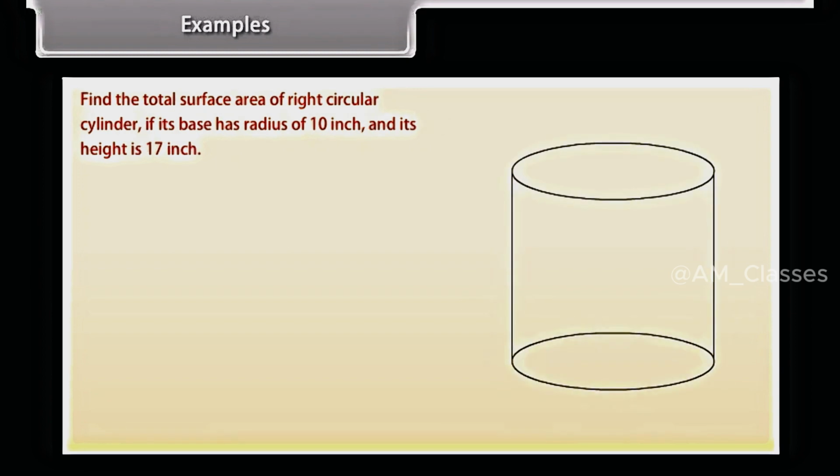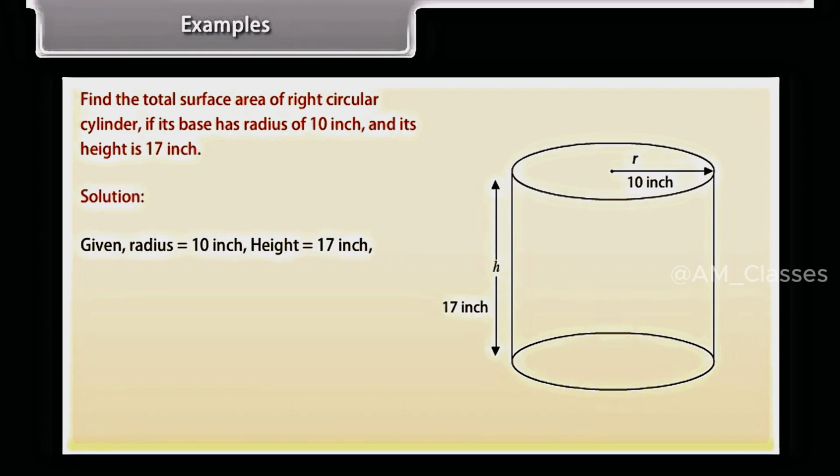Example. Find the total surface area of a right circular cylinder if its base has radius of 10 inches and its height is 17 inches. Solution. Radius is equal to 10 inch and height is equal to 17 inch, which is given. As we know that the value of pi is 3.14, now we have to find the total surface area.